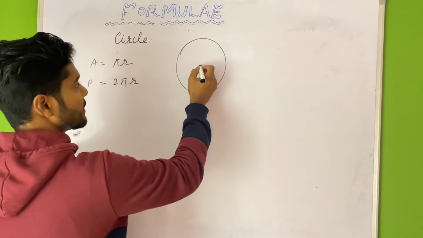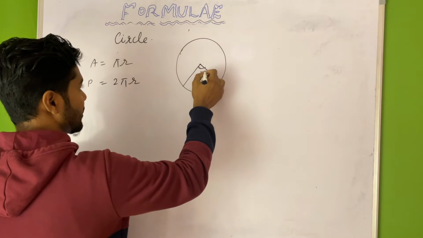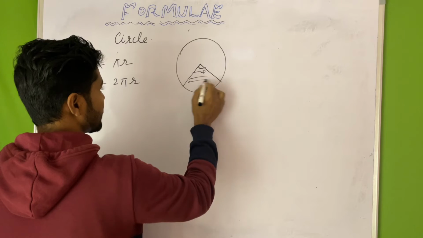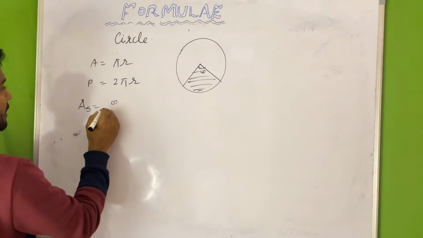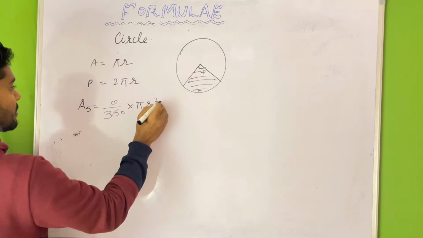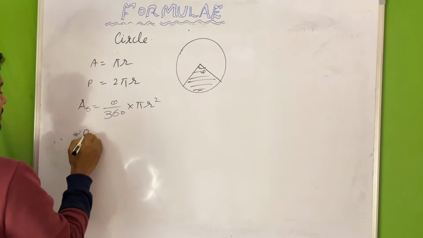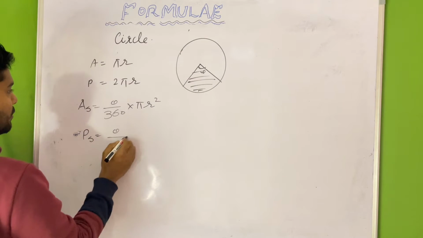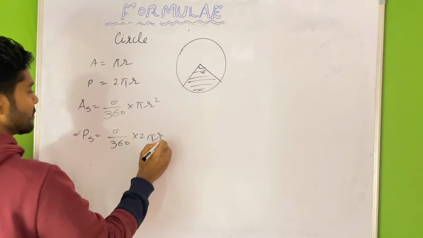Now suppose this is center of circle and this is sector. This is theta. This is sector. Therefore, area of sector is theta upon 360 into pi r². And perimeter of sector is theta upon 360 into 2 pi r.